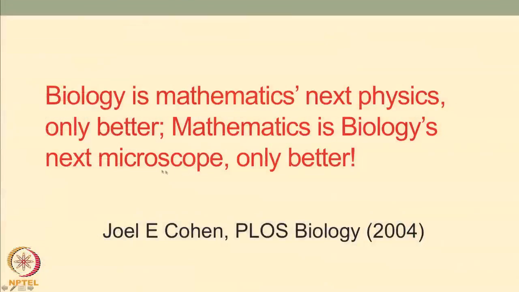So the first part: biology is mathematics' next physics, only better. And the second part is very useful for biologists. It says mathematics is biology's next microscope, only better. We all know that the invention of the microscope immensely helped biology and revolutionized it. Just like the microscope revolutionized biology, Professor Cohen predicts that mathematics would be the next microscope.